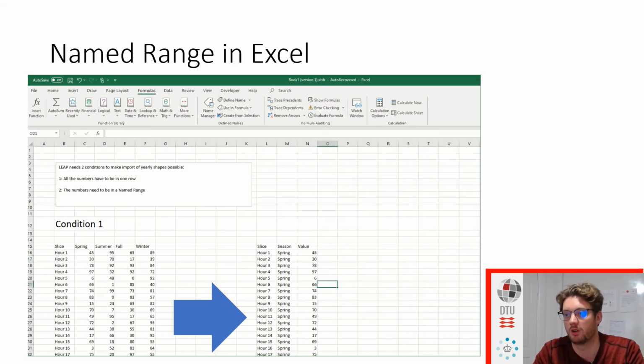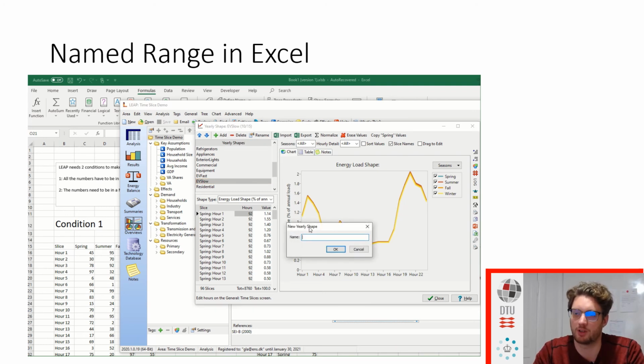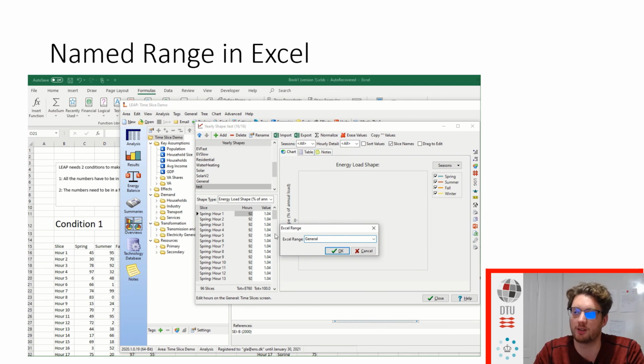Then in Leap, when you have the yearly shape and you import from time slice shape, you'll get a box. We will add a new one because it will override the one you have chosen. So we are just making a new one, that is test. And you can import from a time slice shape. And then you get an Excel range, which you just defined, and that's the name that we gave it. There could be multiple options if you click the arrow, if you have more of them. So you make sure to take the right one. Then click OK to that, and your data should come in.